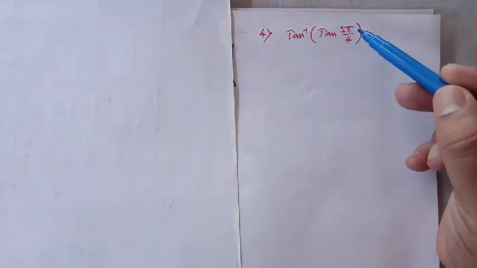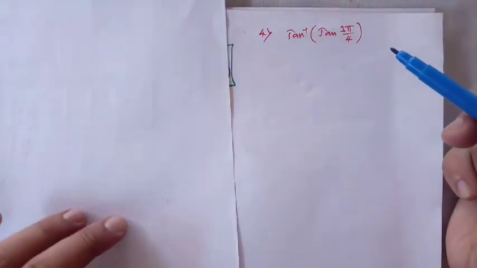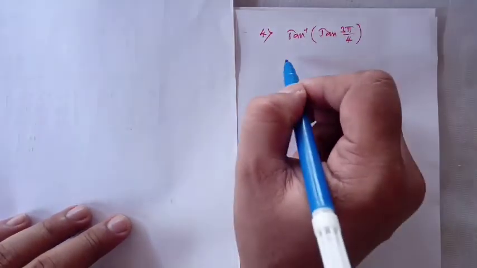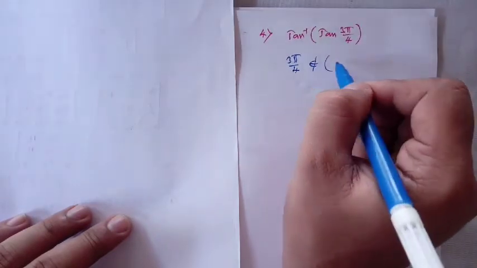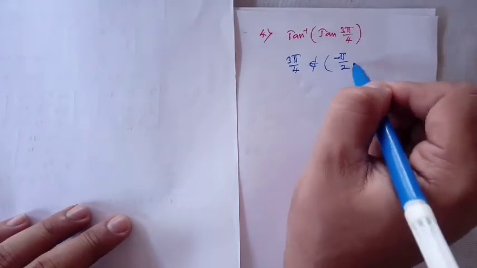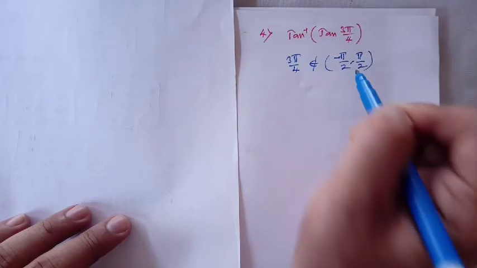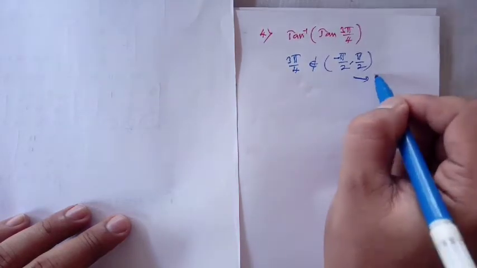We'll come to the next question. Tan inverse of tan 3 pi by 4. So finding this value, how can it be written? First of all, 3 pi by 4 does not lie in between minus pi by 2 to plus pi by 2.